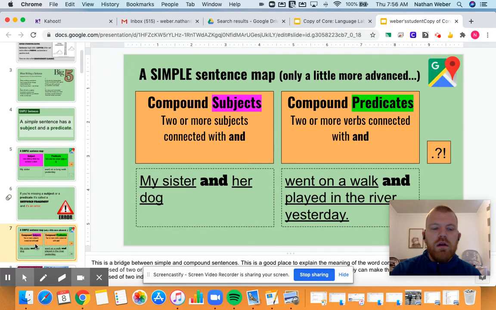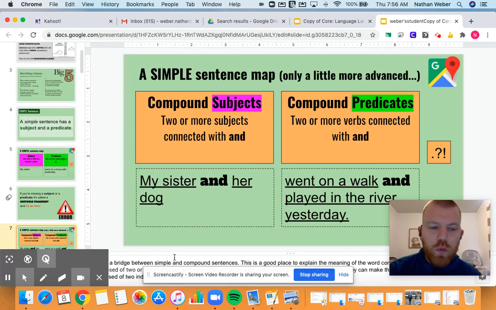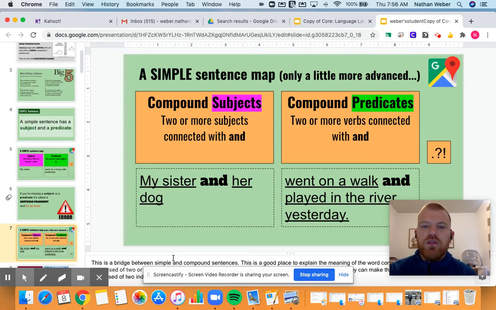Okay, so now we're going to move on to compound sentences, and this is a little more advanced. I'm going to provide you guys with a map for the compound sentences, and then you guys will have some opportunity to practice today. So I'm going to ask you to pause this video if you need to go back and review simple sentences. You'll find the videos from last week in Canvas or on my YouTube page. Okay.